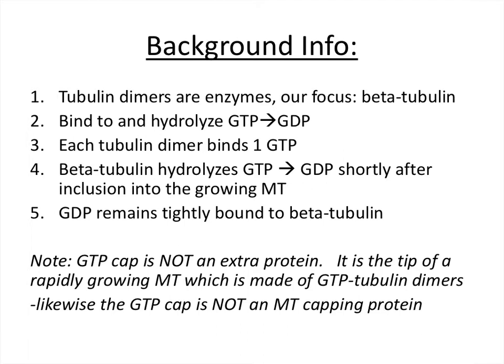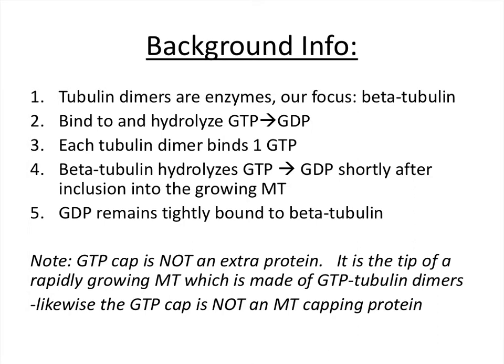Beta-tubulin can bind to and hydrolyze GTP into GDP, and each tubulin dimer binds to one GTP. Again, we're going to focus on beta-tubulin here, but you may run across it that alpha-tubulin also binds. When beta-tubulin hydrolyzes GTP to GDP, this is typically shortly after it's been included into the growing microtubule. And then GDP remains tightly bound to beta-tubulin.